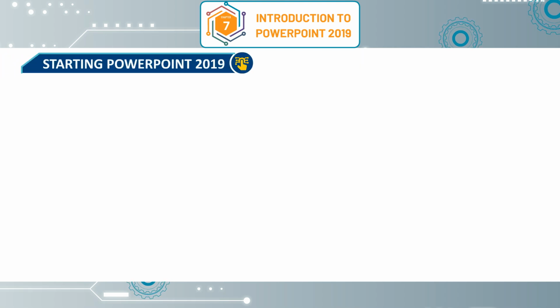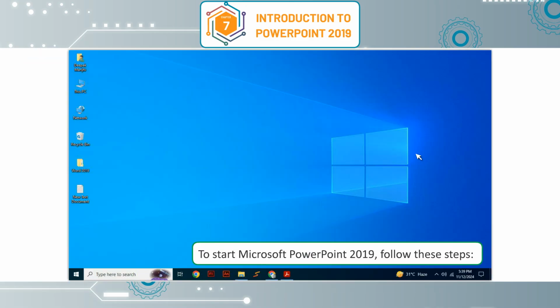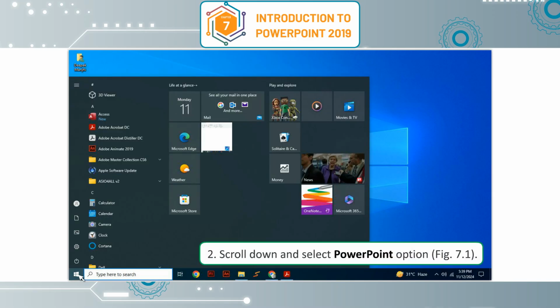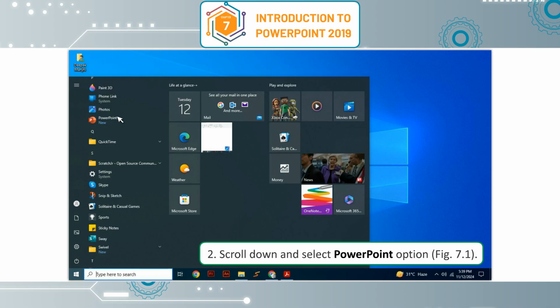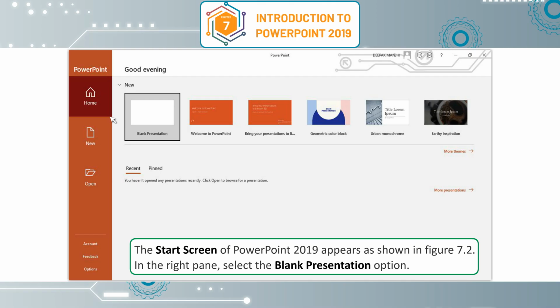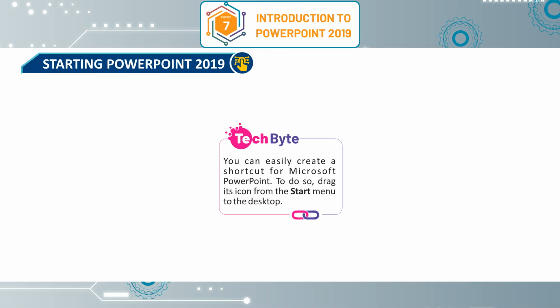Starting PowerPoint 2019. To start Microsoft PowerPoint 2019, follow these steps. 1. Click on Start button. 2. Scroll down and select PowerPoint option, figure 7.1. The start screen of PowerPoint 2019 appears as shown in figure 7.2. In the right pane, select the blank presentation option. TechBite. You can easily create a shortcut for Microsoft PowerPoint. To do so, drag its icon from the Start menu to the desktop.